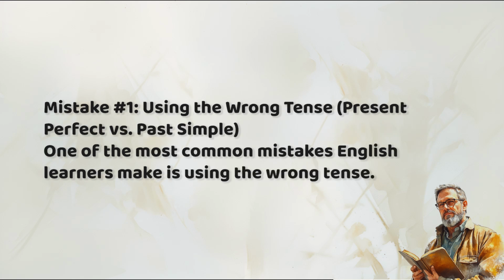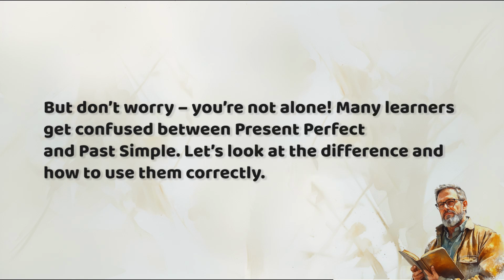Mistake number 1: using the wrong tense, present perfect versus past simple. One of the most common mistakes English learners make is using the wrong tense. But don't worry, you're not alone. Many learners get confused between present perfect and past simple. Let's look at the difference and how to use them correctly.